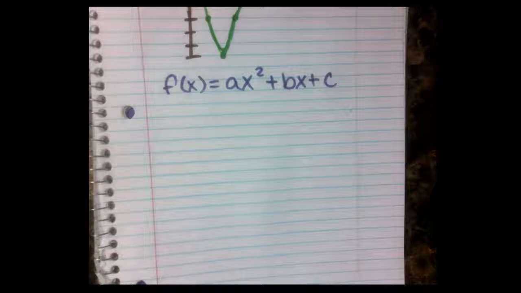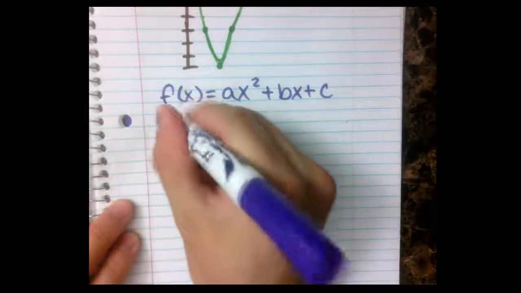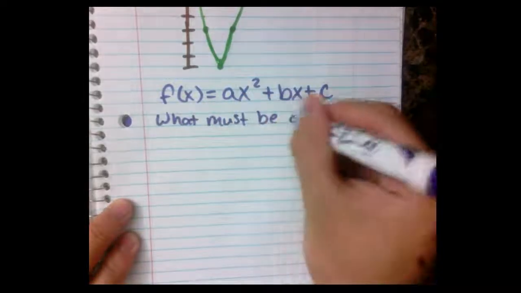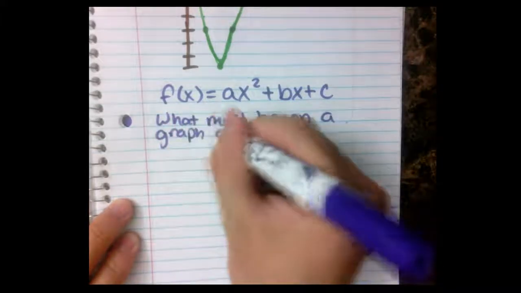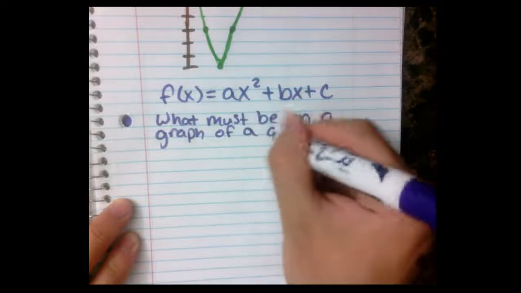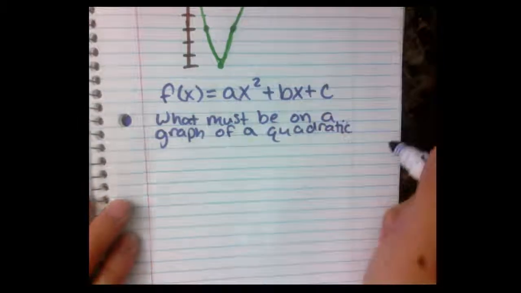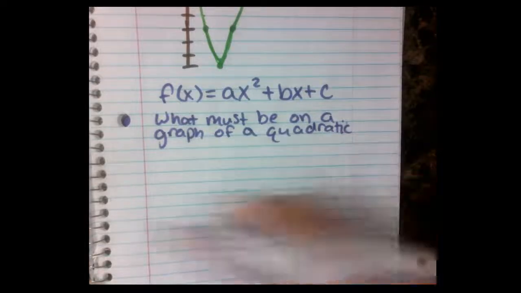But now we're going to find a few things. These are the things that whenever I ask you to graph a parabola, these are the things that I'm expecting. Alright, so let's go ahead and make a little checklist. These are what have to be on a graph. So what must be on a graph of a parabola, or of a quadratic. I'll use that word. Alright, but remember, all your quadratics are parabolas anyway.